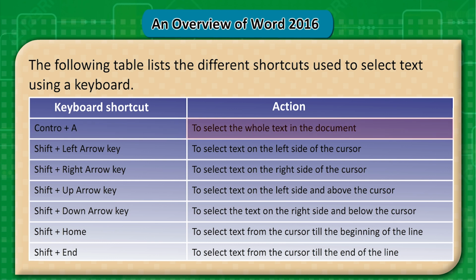Ctrl+A: to select the whole text in the document. Shift plus left arrow key: to select text on the left side of the cursor. Shift plus right arrow key: to select text on the right side of the cursor. Shift plus up arrow key: to select text on the left side and above the cursor. Shift plus down arrow key: to select the text on the right side and below the cursor. Shift plus Home: to select text from the cursor till the beginning of the line. Shift plus End: to select text from the cursor till the end of the line.